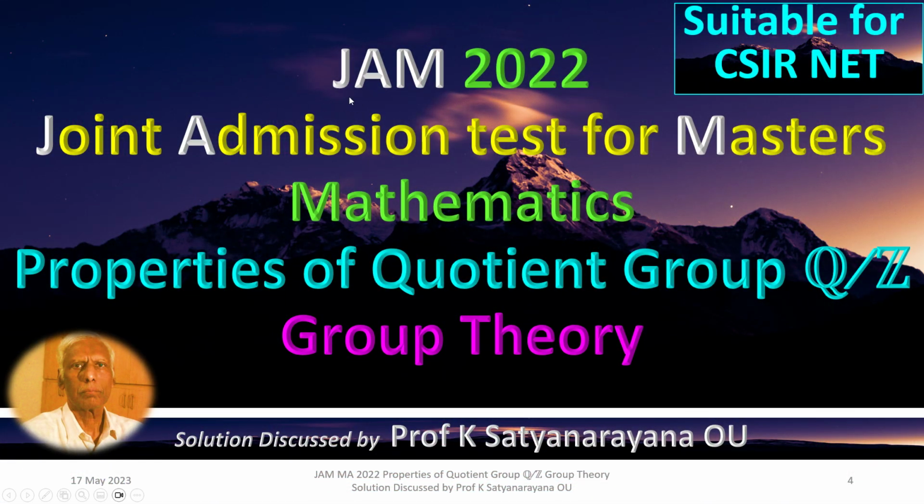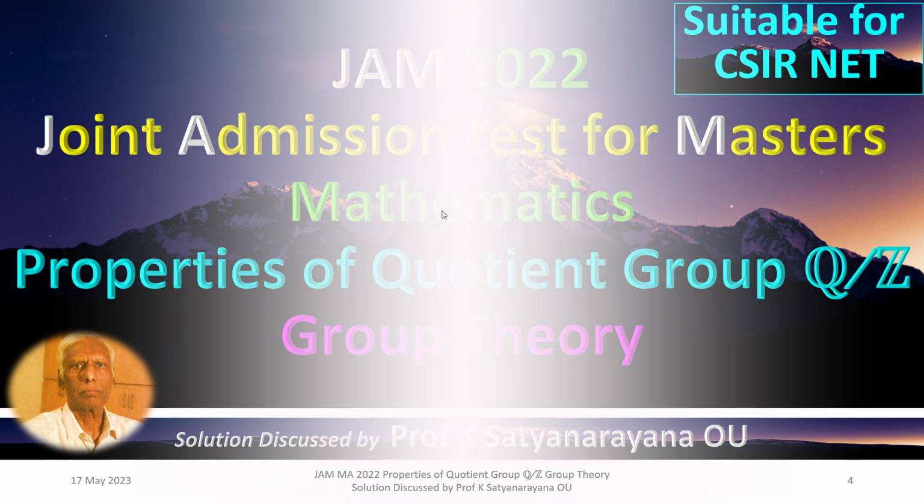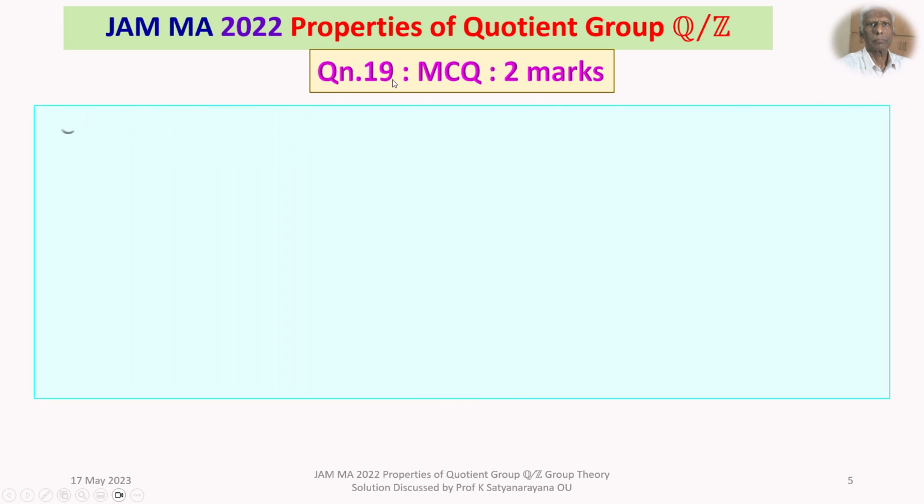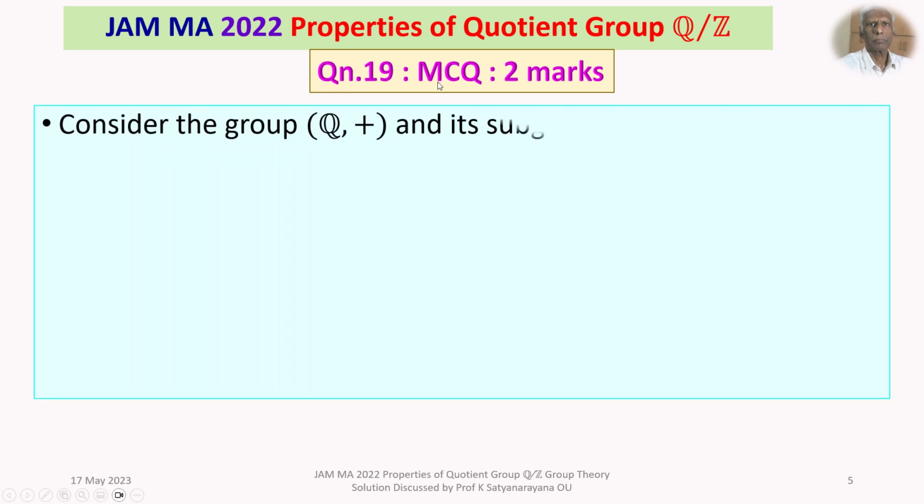Here is a question that has appeared in the joint admission test for masters in the year 2022, and the problem is on the properties of the quotient group Q by Z, and it is from group theory. This is question 19, and it is a multiple choice question for 2 marks.